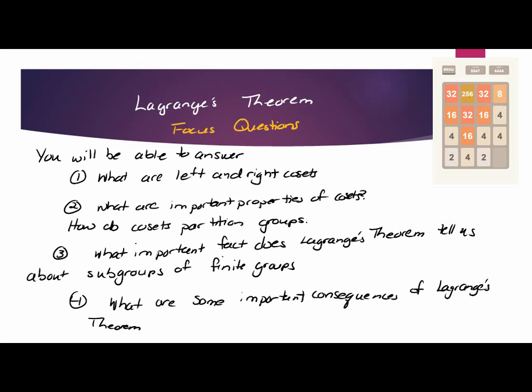Okay, so what I would like out of Lagrange's theorem is for you to be able to answer first what are left and right cosets. I do remember getting this the first time.